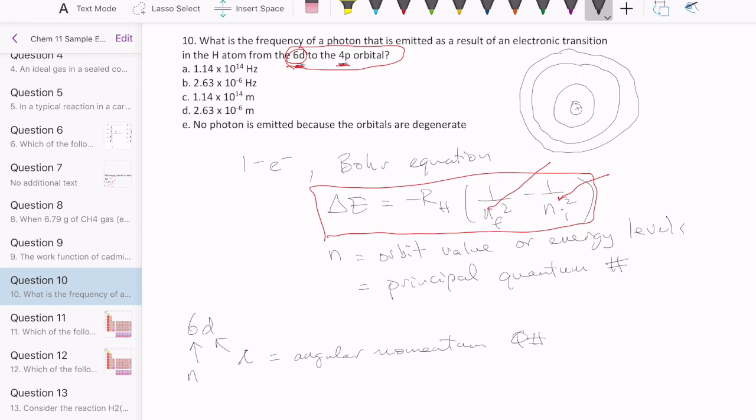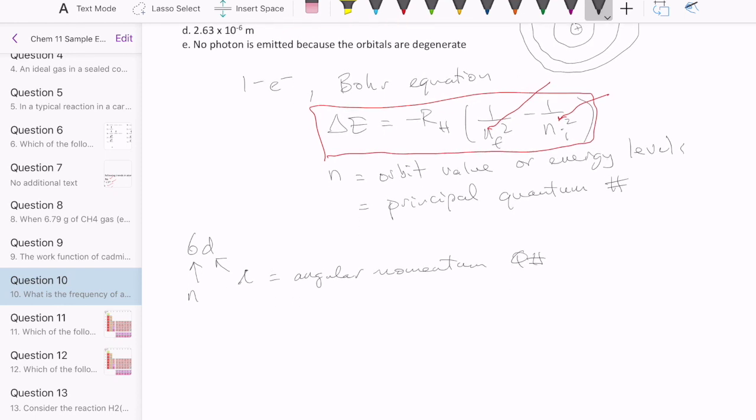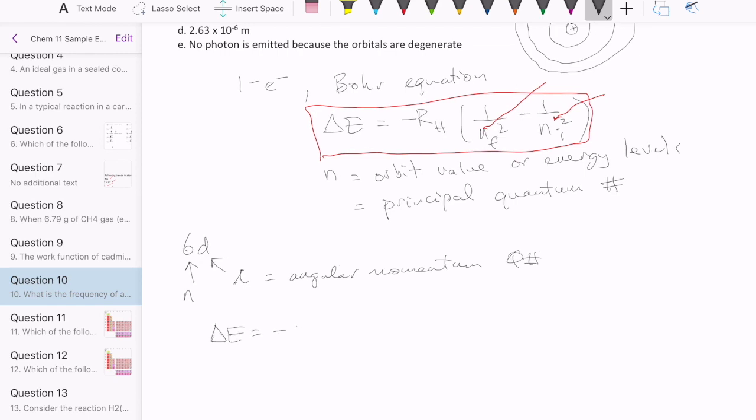So really, whether it's going from 6d or 6s or 6p to 4p, it really doesn't matter. What we can say is that what we're asking for is a transition from 6 to 4, because those are the only two numbers that matter for a one electron system like the hydrogen atom. So what we can do is calculate that energy transition by taking the Rydberg constant, which is this value, times, it goes from 6 to 4, so 4 is the final, 6 is the initial, and when you calculate that, you get negative 7.56 times 10 to the minus 20 joule.